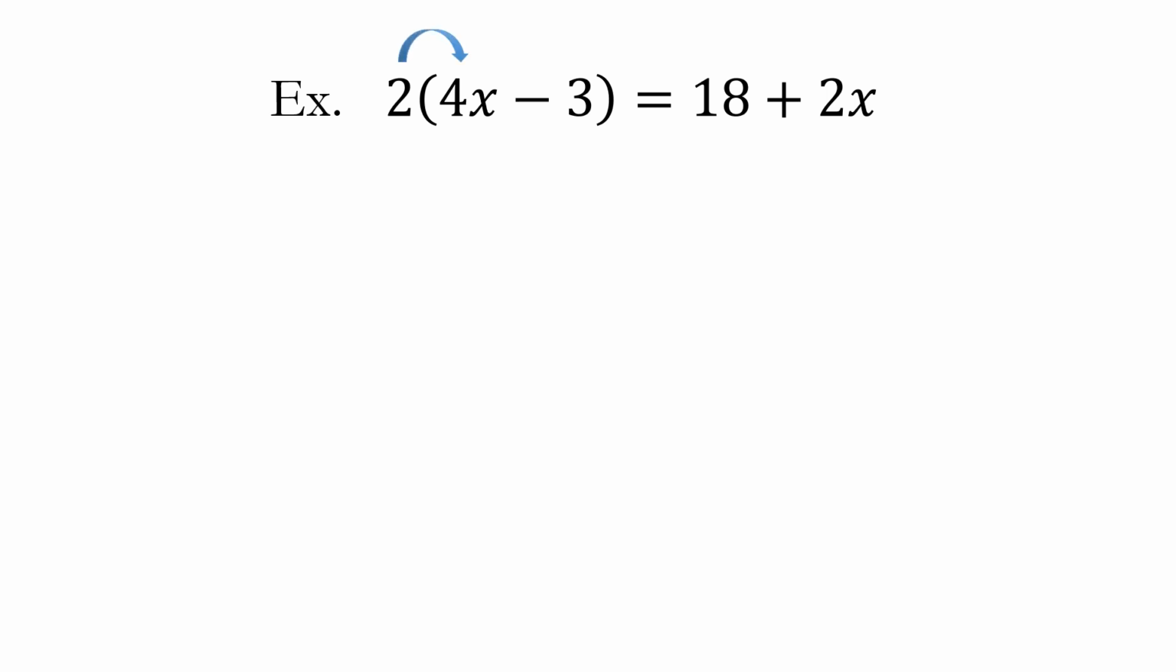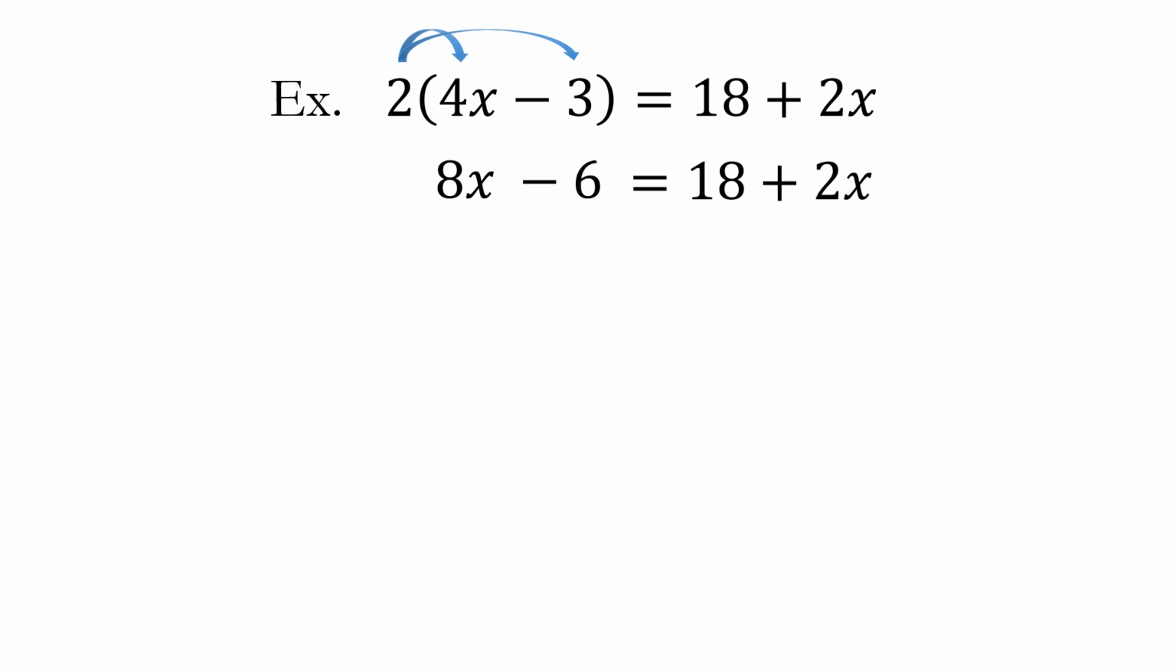We're going to multiply 2 times 4x. 2 times 4 is 8, so we get 8x. 2 times a negative 3 is negative 6. So we'll write it down as subtracting 6. We'll bring down 18 plus 2x.